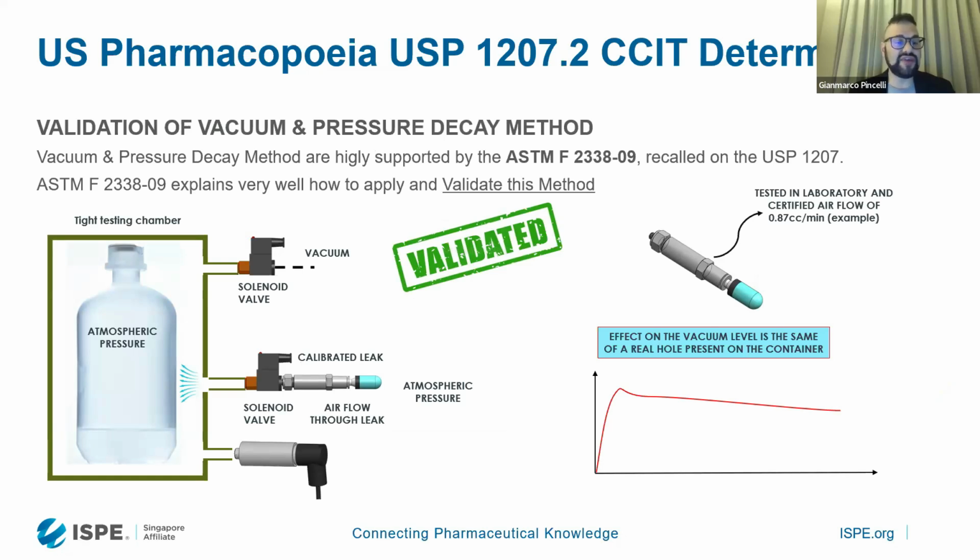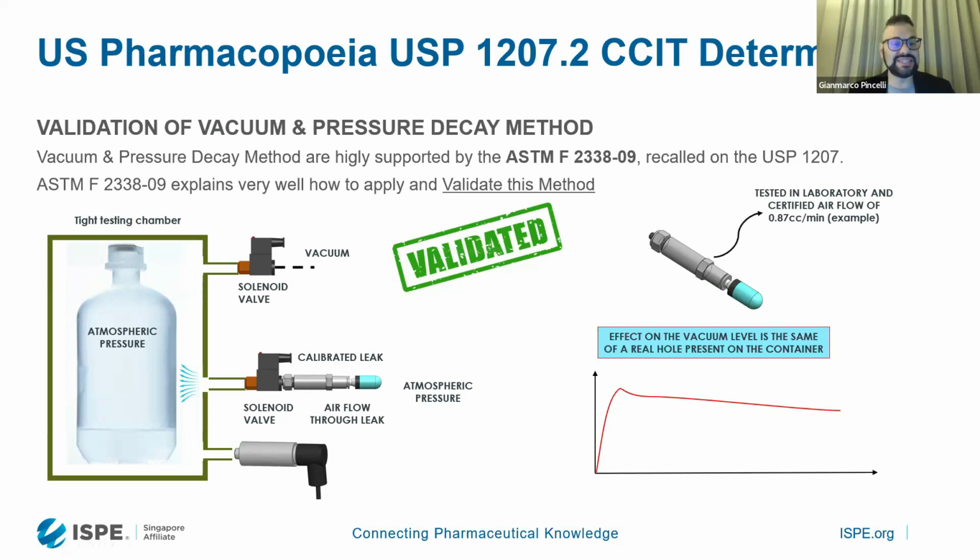So, for example, in the case of vacuum decay, we add that device called a calibrated leaker, which is certified in airflow. Through that device pass just 0.87 cubic centimeters per minute. We add another solenoid valve. What happens when we open this solenoid valve? The air enters from the atmosphere through that device and decays the vacuum level outside of the product exactly in the same way as it would from a real leakage on the product. So the effect on the measurement, what is measured by the transducer and the machine, is the same.